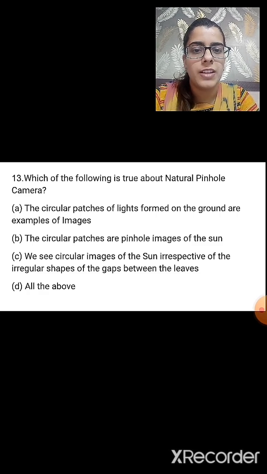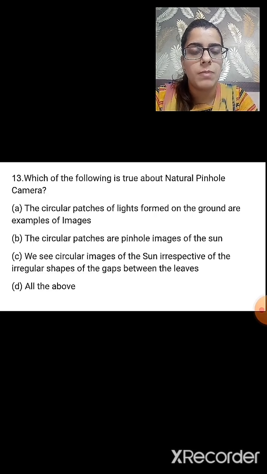The circular patches of light formed on the ground are the examples of the images? Yes. The circular patches of the light that are formed on the ground are the examples of the images of the sun. So this statement is true. B. The circular patches are the pinhole images of the sun? Yes. The circular patches that we observe are the pinhole images of the sun.